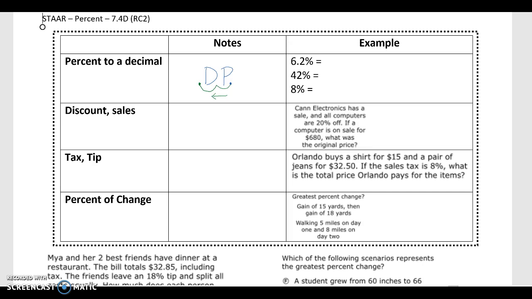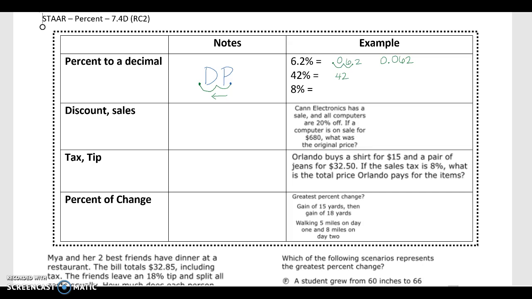The same concept applies over here. If I have a percent of 6.2, I'm going to move my decimal 2 places to the left. So I have 0.062. The next one is 42%.